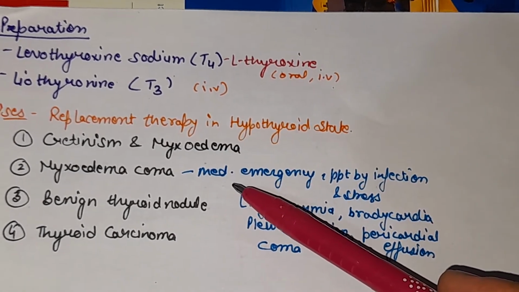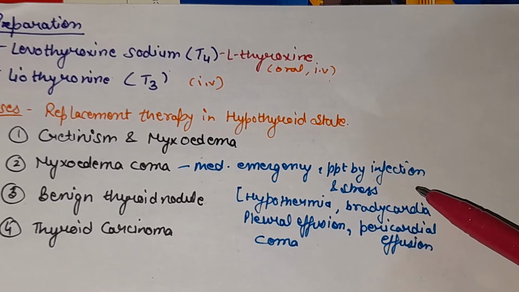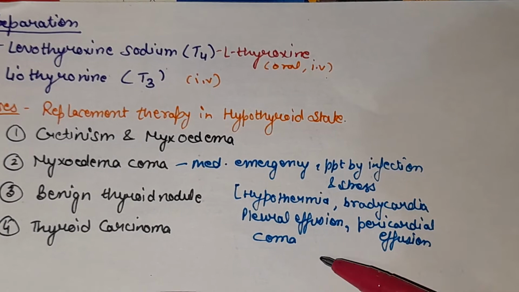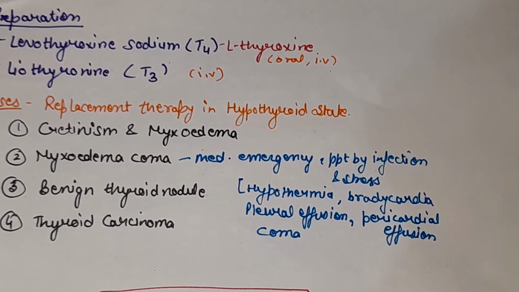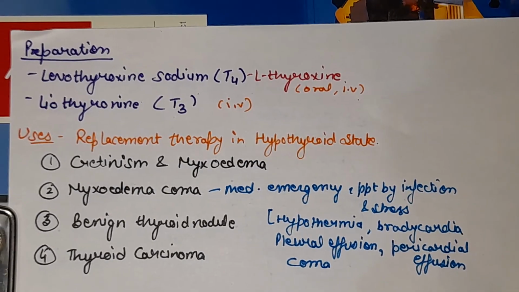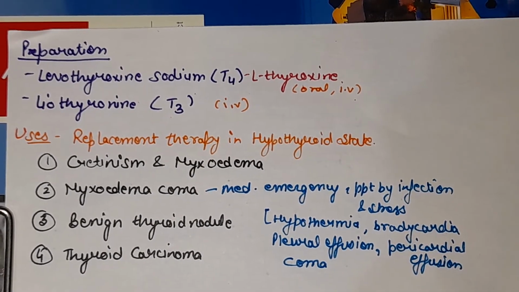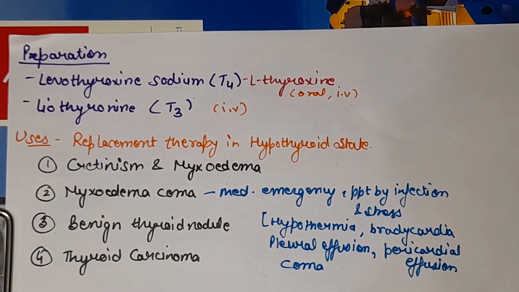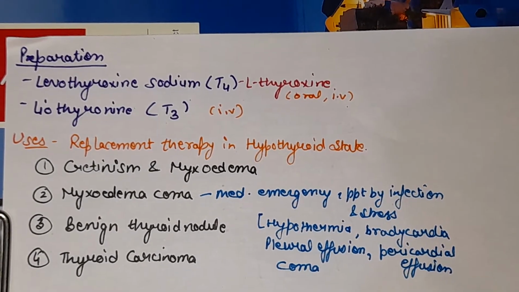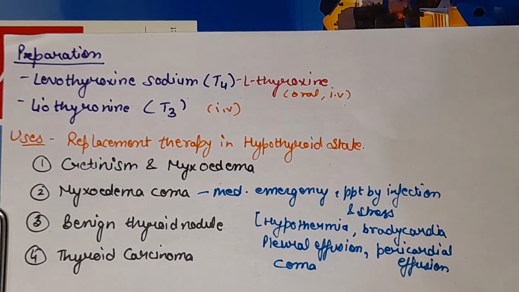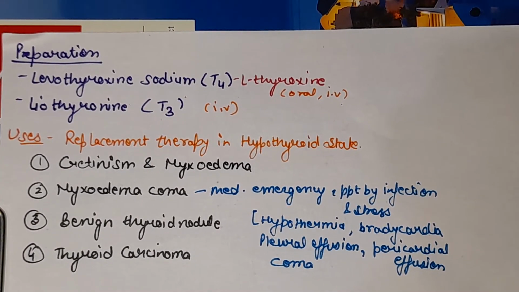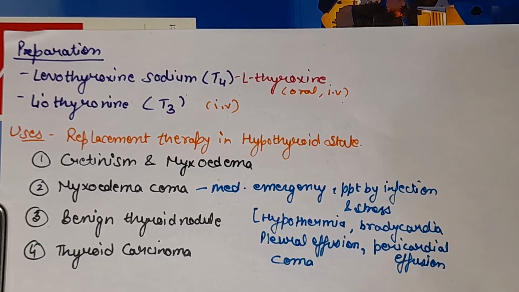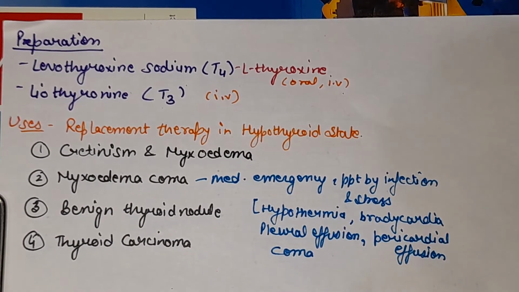So this myxedema coma is precipitated by infection and stress. The clinical features of myxedema coma are hypothermia, bradycardia, pleural effusion, pericardial effusion and coma. To treat myxedema coma, first levothyroxine, that is T4, is given intravenously, then intravenous hydrocortisone is given, and for hypothermia correction, patient warming is done, then electrolyte correction is done, ventilatory support is given if required, and antibiotic if infection is the precipitating cause of myxedema coma.